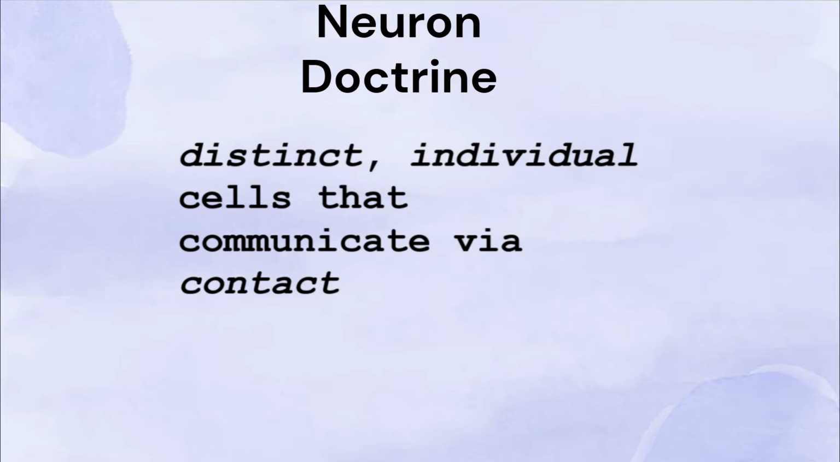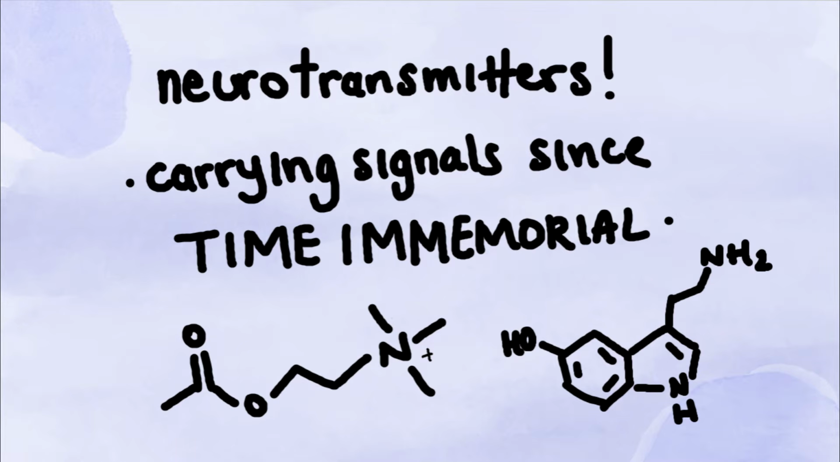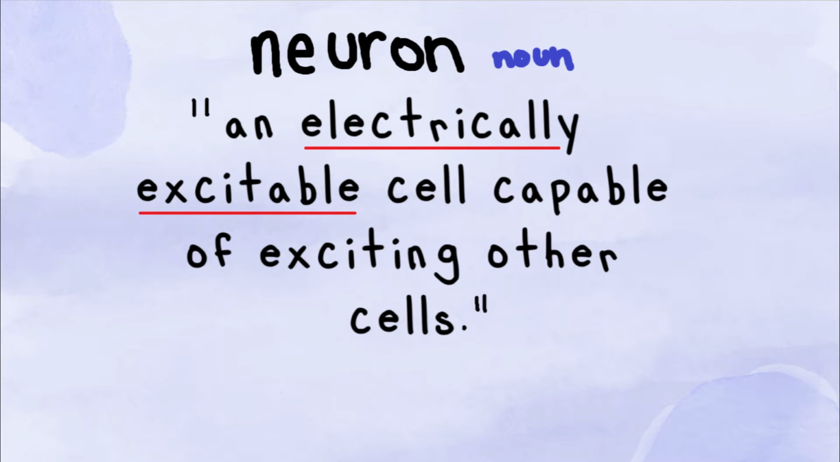Perhaps the most important part of the Neuron Doctrine is the communication part, with molecules called neurotransmitters playing a big role in the activity of neurons. For the purposes of this series, the neuron will be defined as an electrically excitable cell capable of exciting other cells. Now that we've got a definition of what kind of cell a neuron is, let's take a look at the components of the neuron.